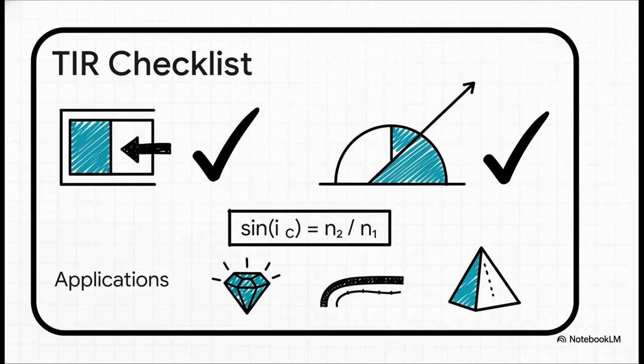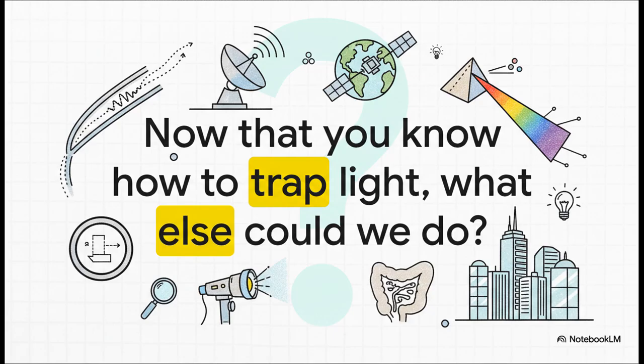And we see its power everywhere, from the fiber optics that run our internet, to the prisms inside binoculars, to the incredible sparkle of a diamond. From guiding all the world's data to creating breathtaking beauty, total internal reflection is just one of those fundamental rules of physics with world-changing results. And that kind of leaves us with one last question to chew on. Now that you know the rules for trapping light, what could we build with it next?